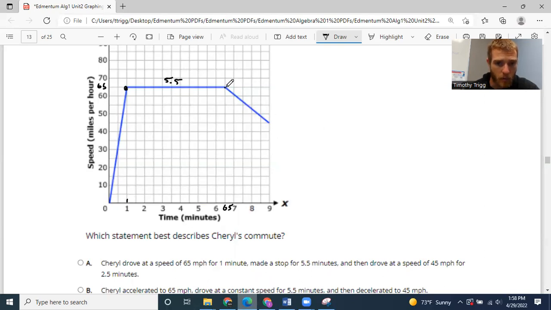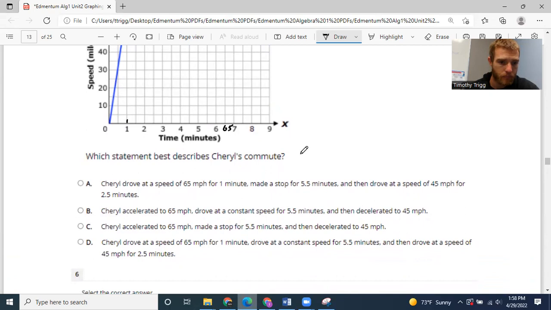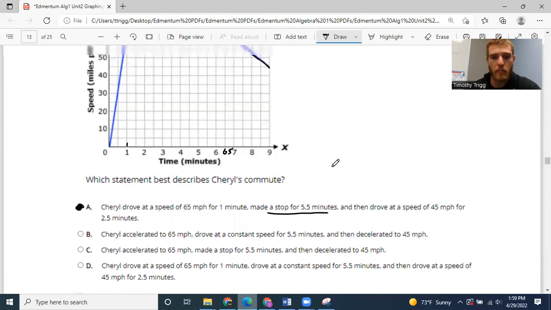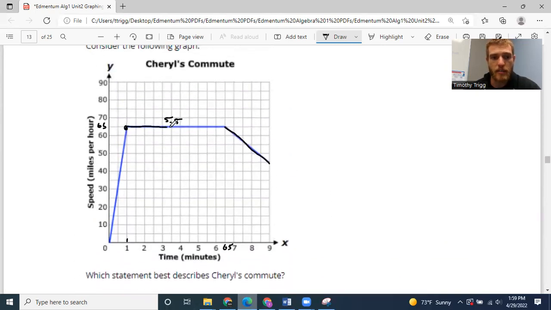Then from 6.5 to 9, looks like she's driving back. Let's see. Then drove at a speed of 45 miles per hour for 2.5 minutes. Yeah, so this one's going to be this one. So this one shows that she stopped for 5.5 minutes. So that's correct. See how the distance is not increasing, but time is. So time is passing, but she's not actually moving. That's going to be that flat horizontal line in this case.